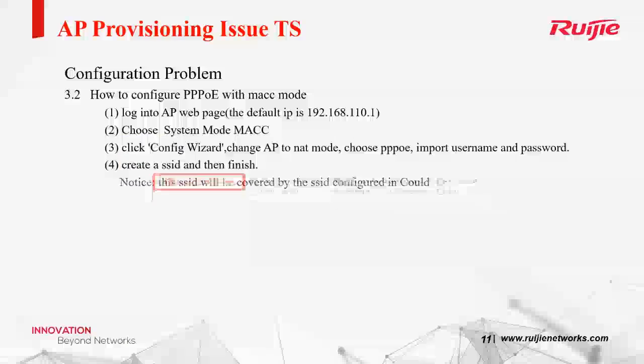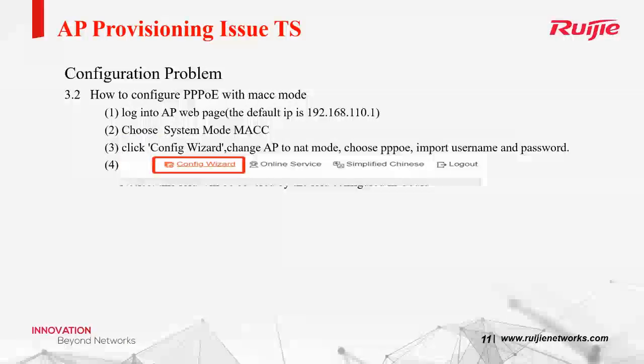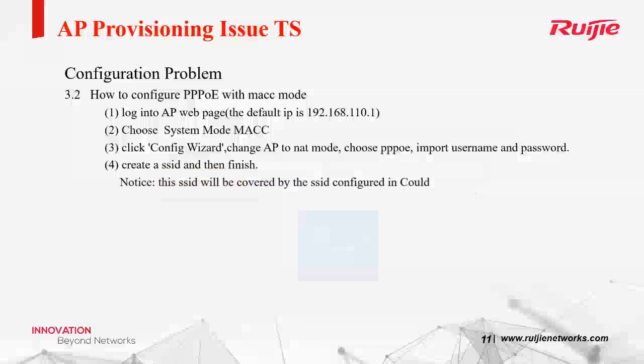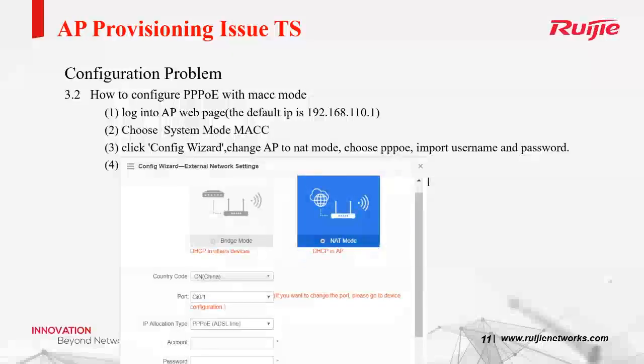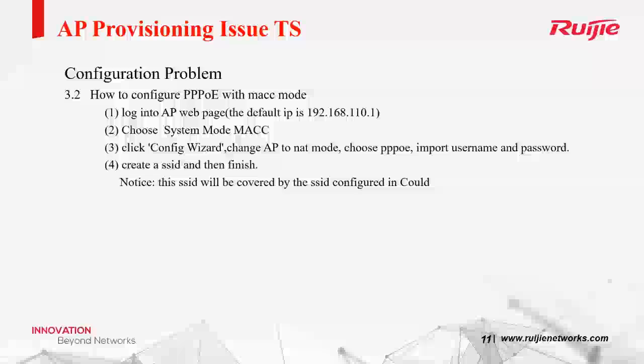Then click Config Wizard. Change the AP to Net mode. Choose PPPoE, and enter the username and password. Then create an SSID and finish. This SSID will be covered by the SSID config in cloud, so you can create any name you like there.